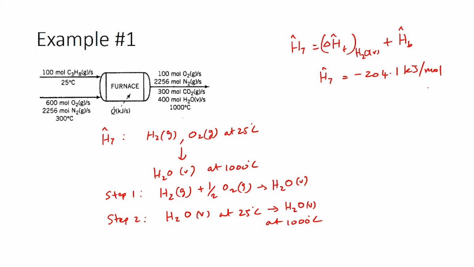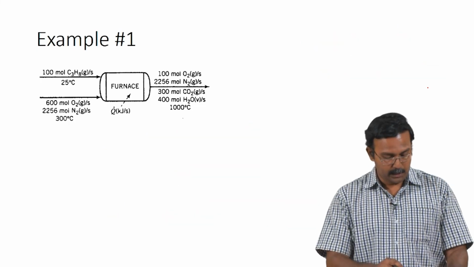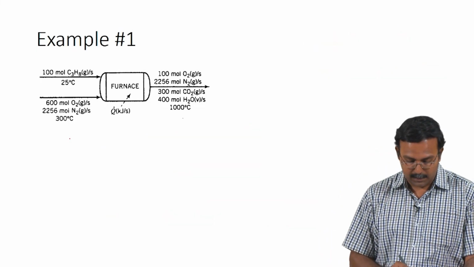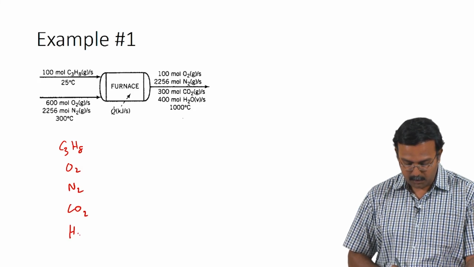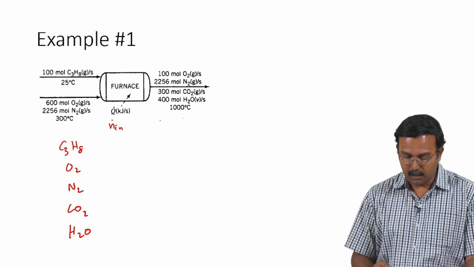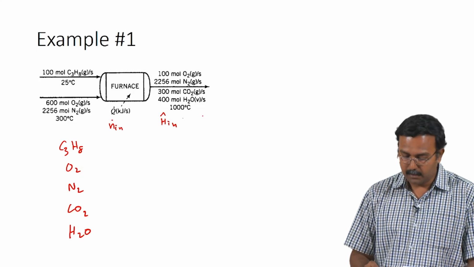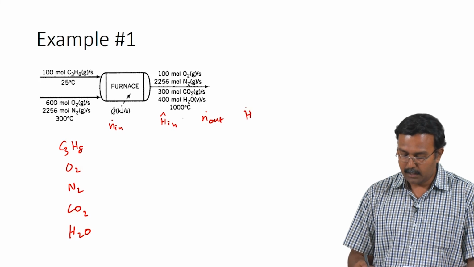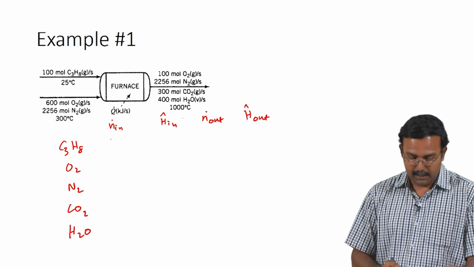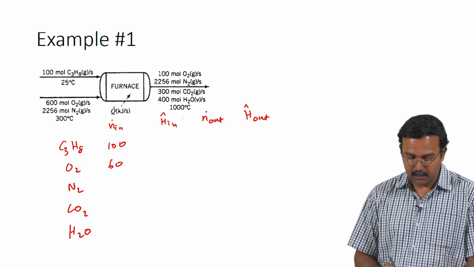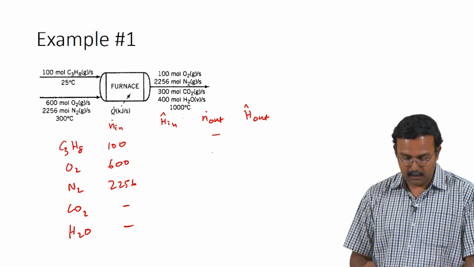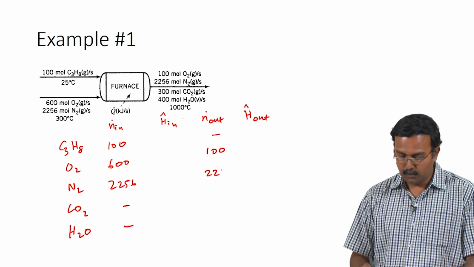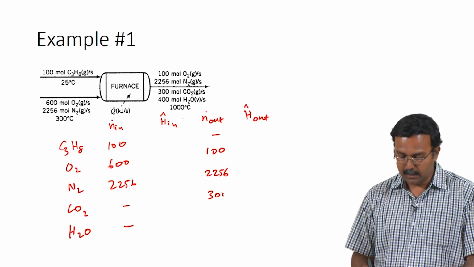So, now using these values you can actually fill the enthalpy table. Your enthalpy table would now look like this. You would have propane, oxygen, nitrogen, carbon dioxide and water. You have ṅ in, Ĥ in, ṅ out and Ĥ out. So, ṅ in is 100, 600 and 2256, and these are zeros, and you have ṅ out as zeros for this and 100, 2256 and 300 and 400.